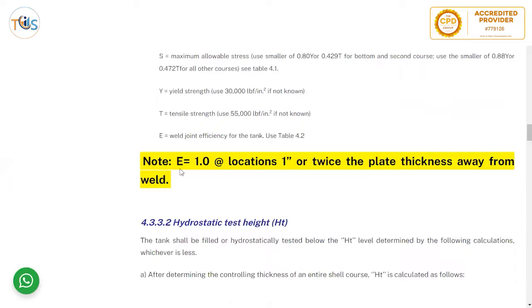And note that E equals 1 at locations 1 inch or twice the plate thickness away from the weld toe. If you are 1 inch away, then the stress concentration at the weld toe is not considered, and it is treated as base plate 1 inch away from the weld toe. It's not superimposed at that point. So anything 1 inch away or twice the plate thickness, you can take E equal to 1.